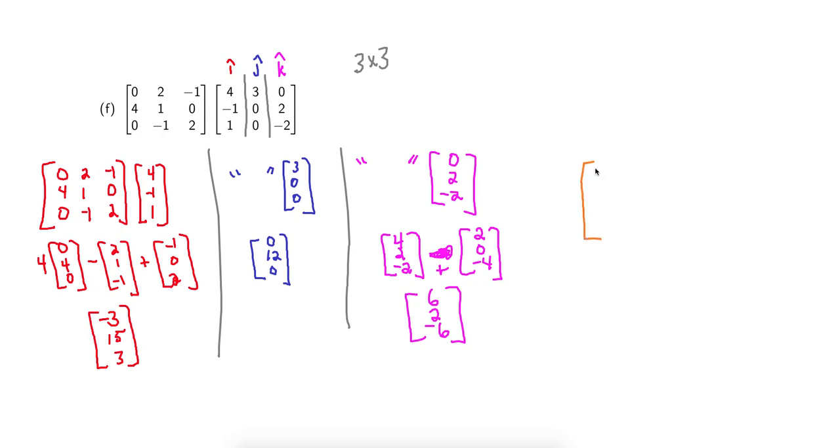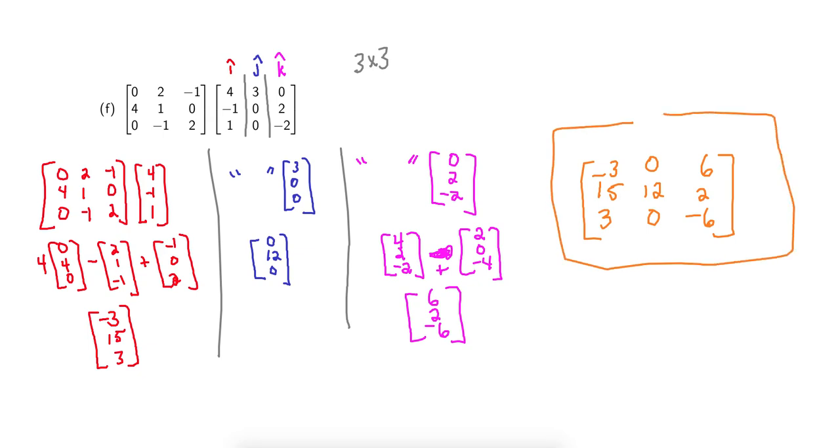our i hat is in the first column, -3, 15, and 3. J hat is the second column, 0, 12, 0. And k hat's the third column, 6, 2, -6. Not going to win any awards for penmanship.